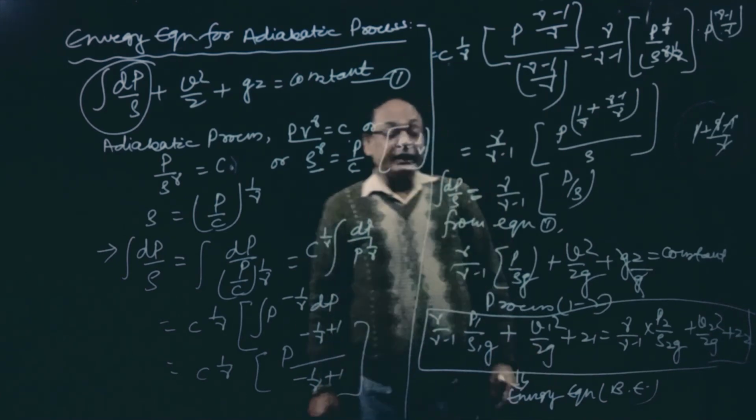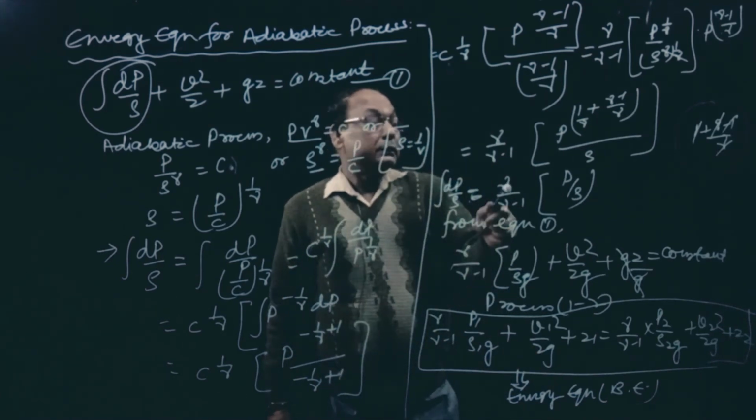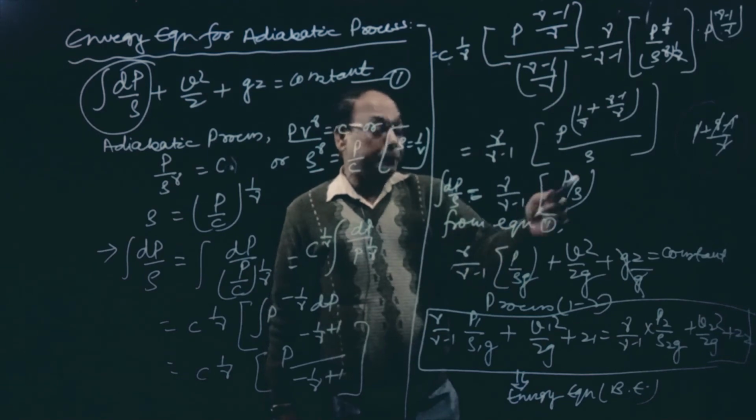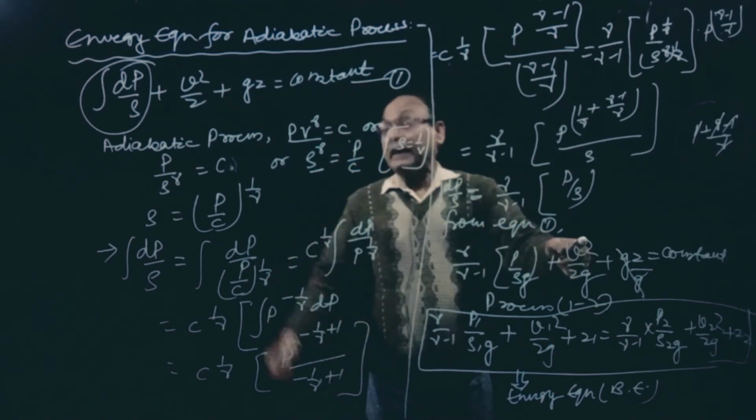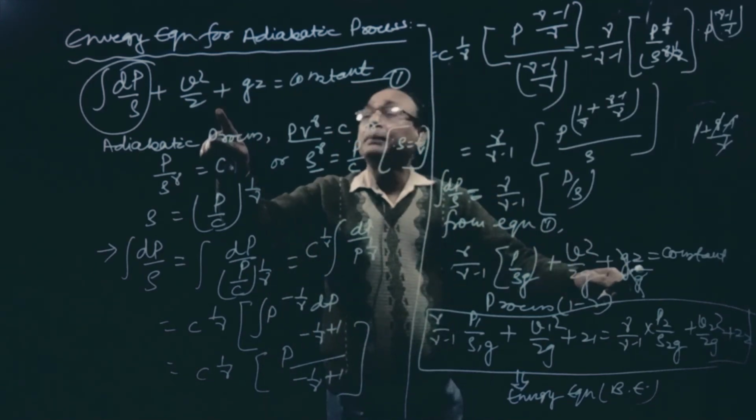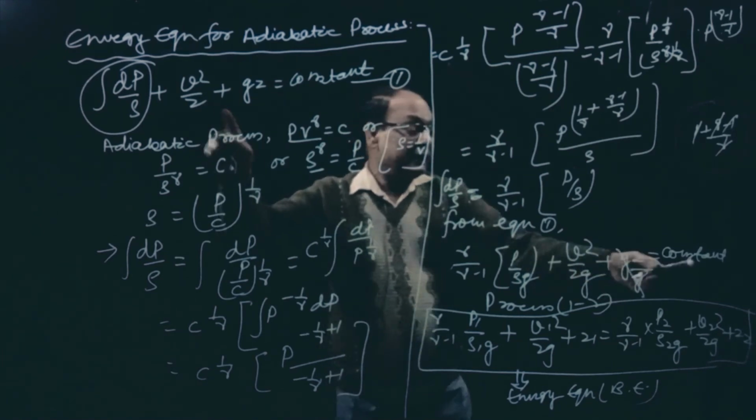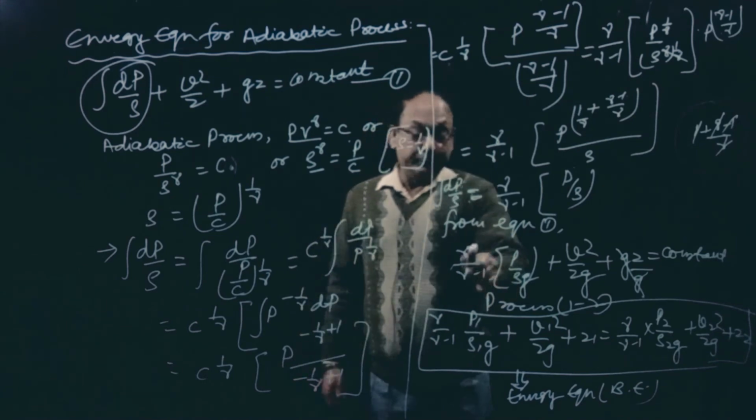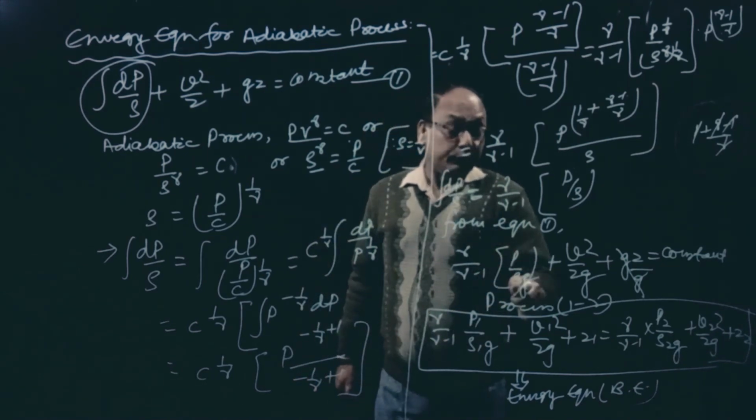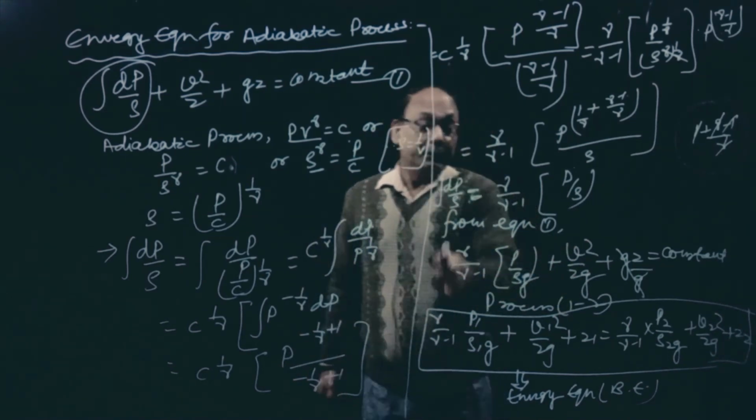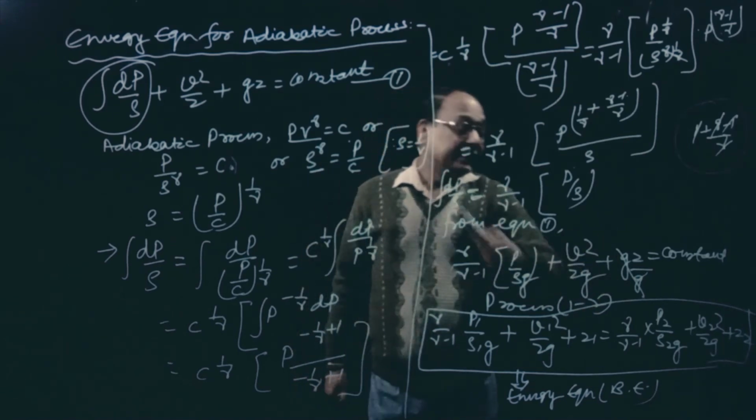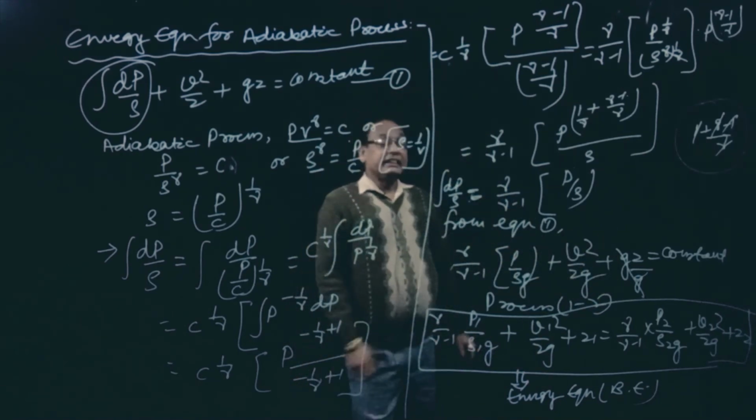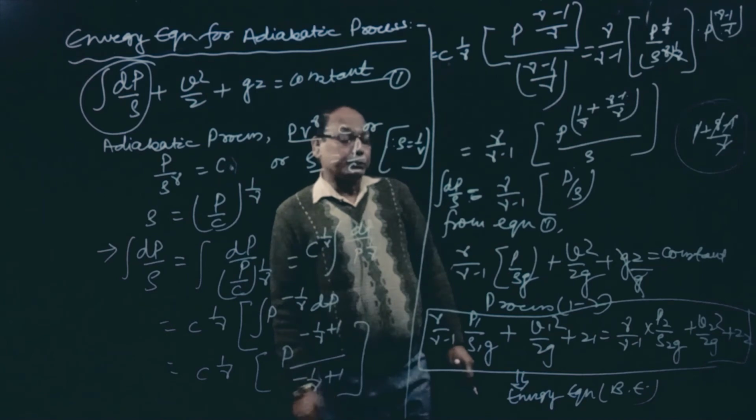So the final equation will be gamma by gamma minus 1 into p by rho plus v square by 2 plus g z is constant. So dividing by g throughout the equation, it will be gamma by gamma minus 1 p by rho g plus v square by 2g plus z. This is pressure energy, this is kinetic energy, this is datum energy, but it is in a separate form for the compressible flow.